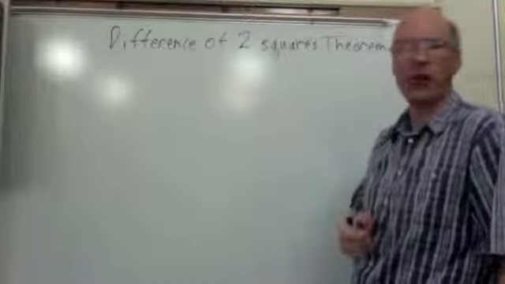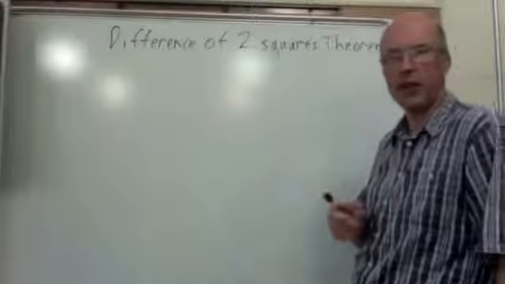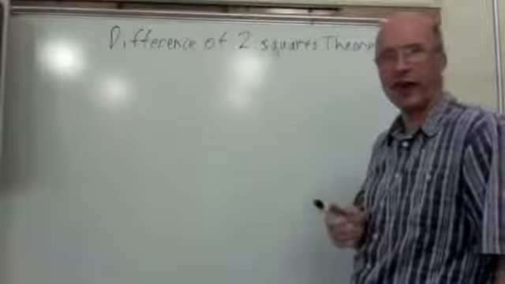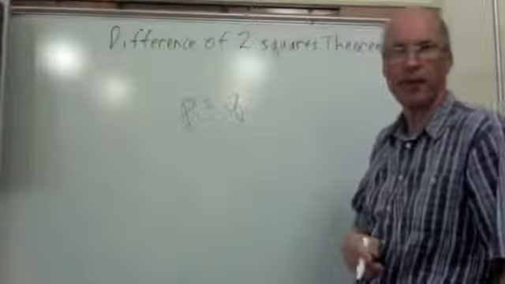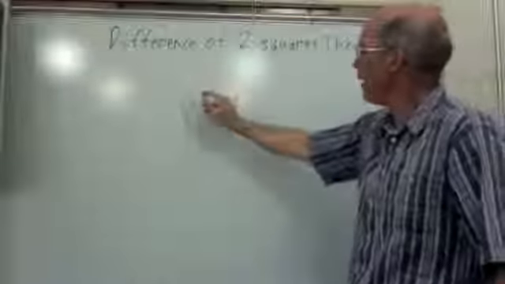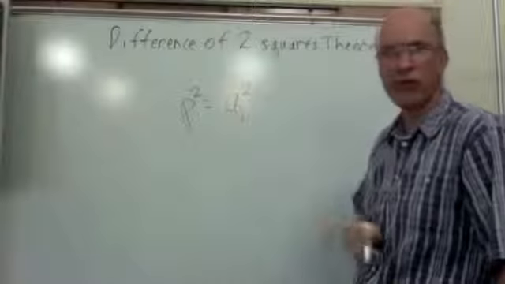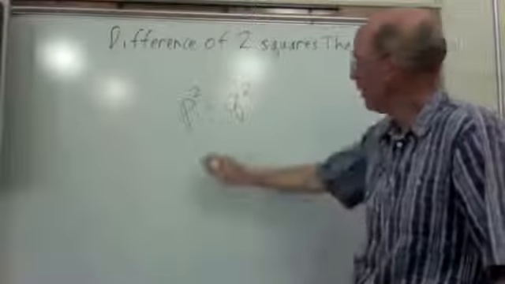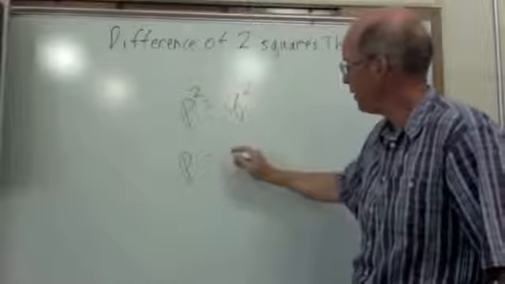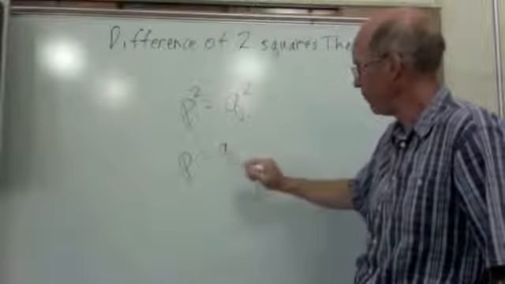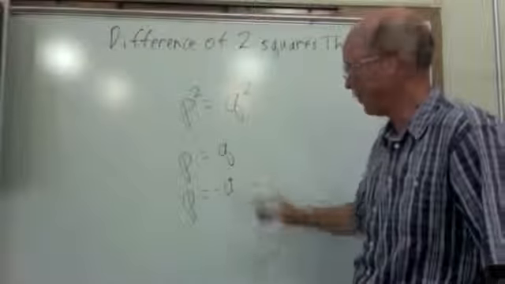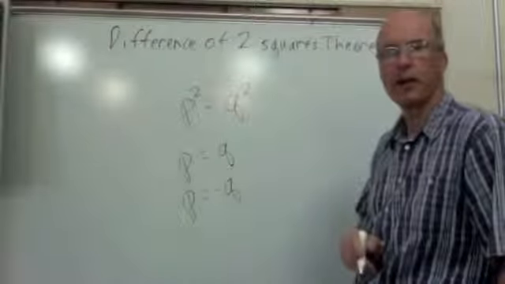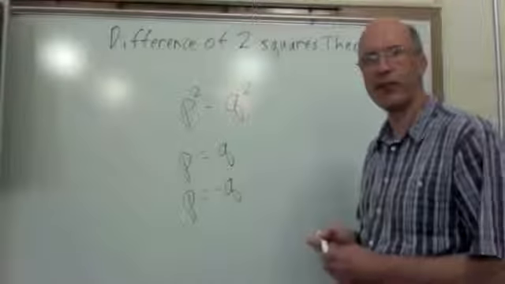The difference of two squares theorem is a quick and easy one. Let's just knock it out here. It basically says if you have two numbers, let's call them P and Q, and if P squared equals Q squared, then either P equals Q or P equals the opposite of Q. Think about that. Does that make sense?